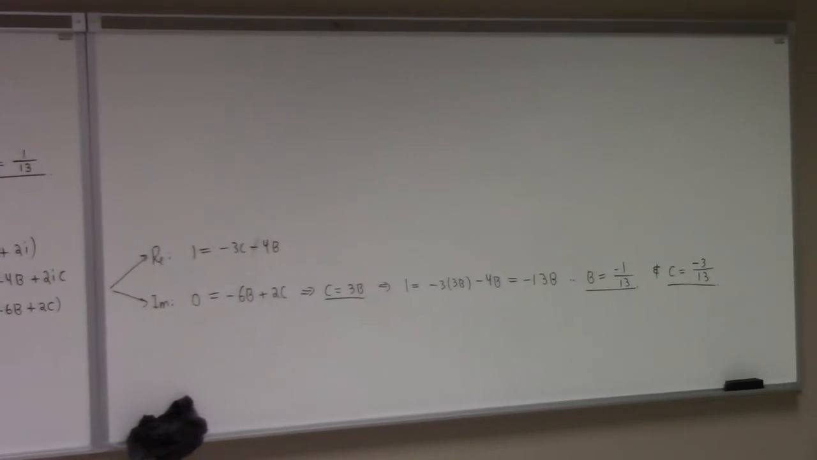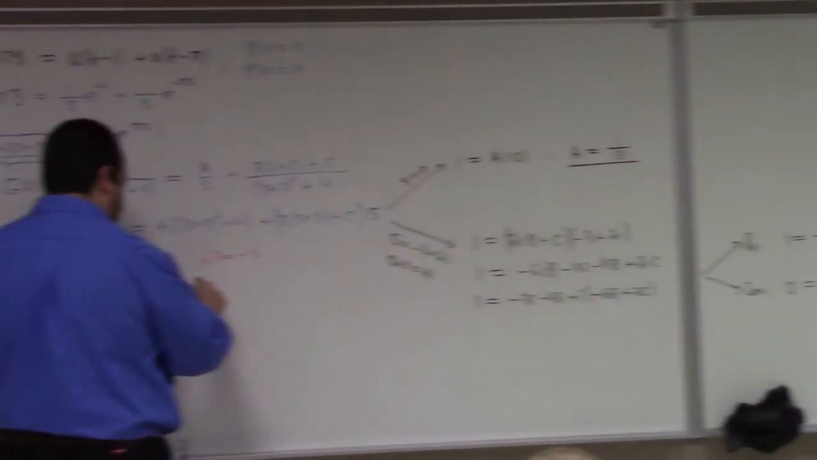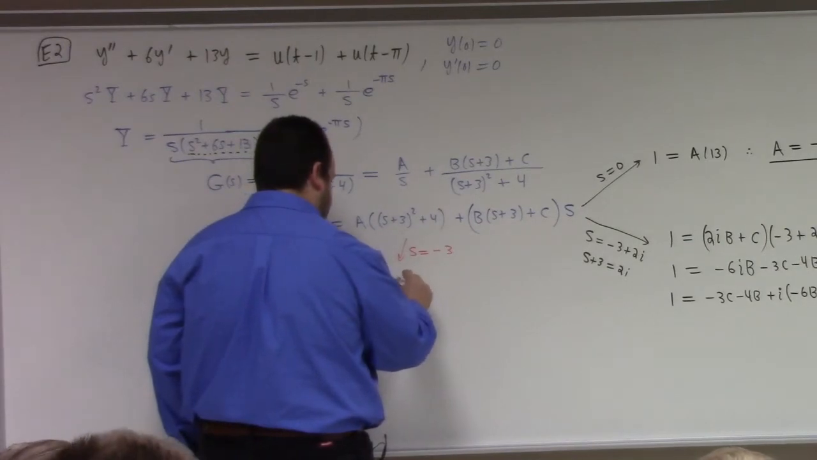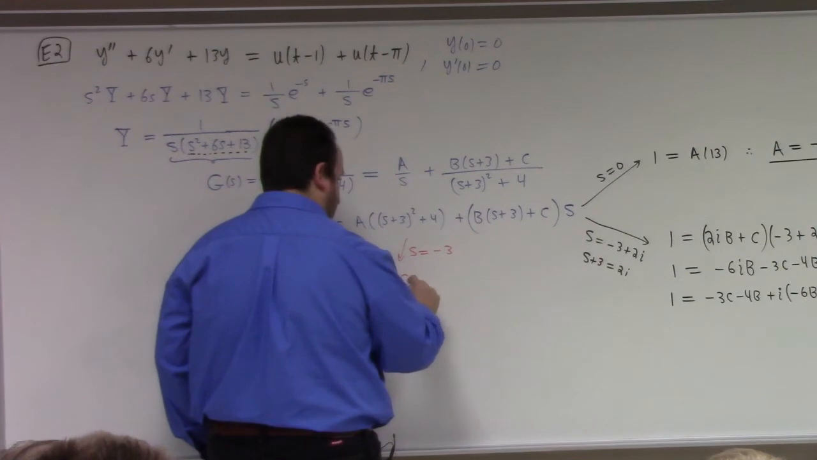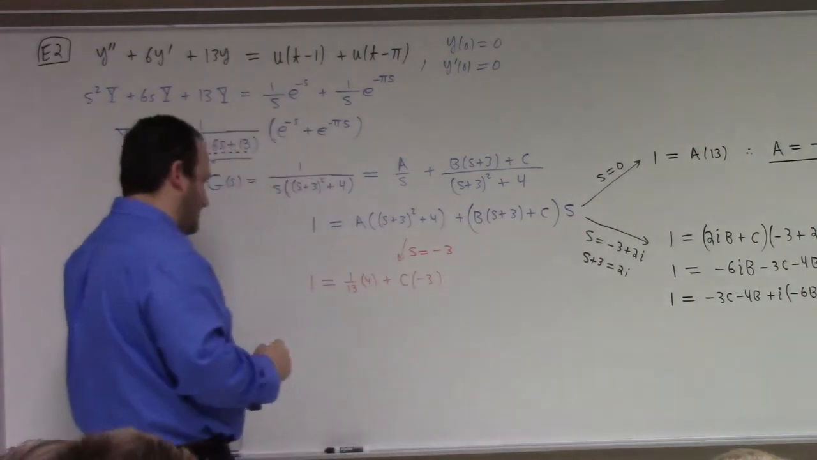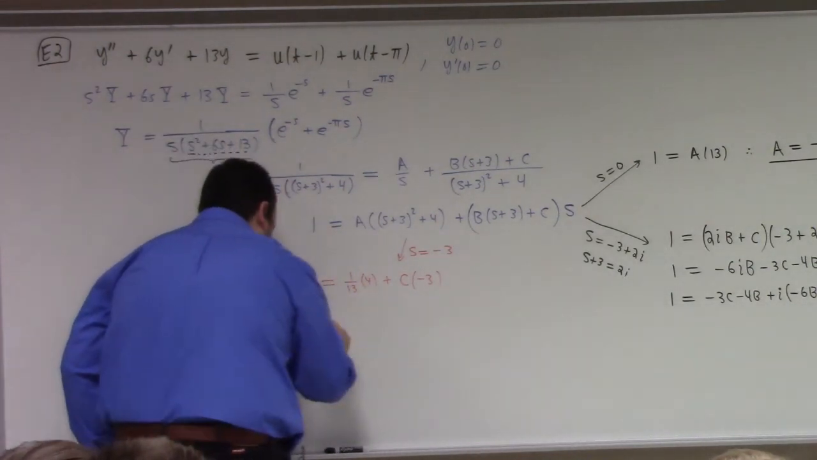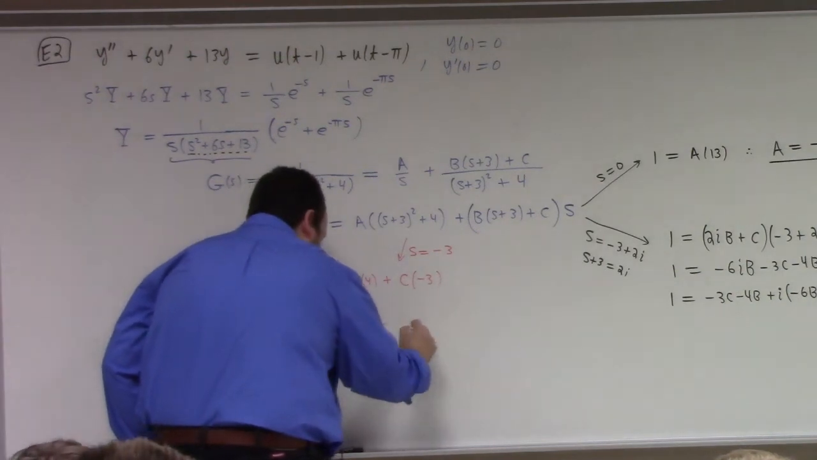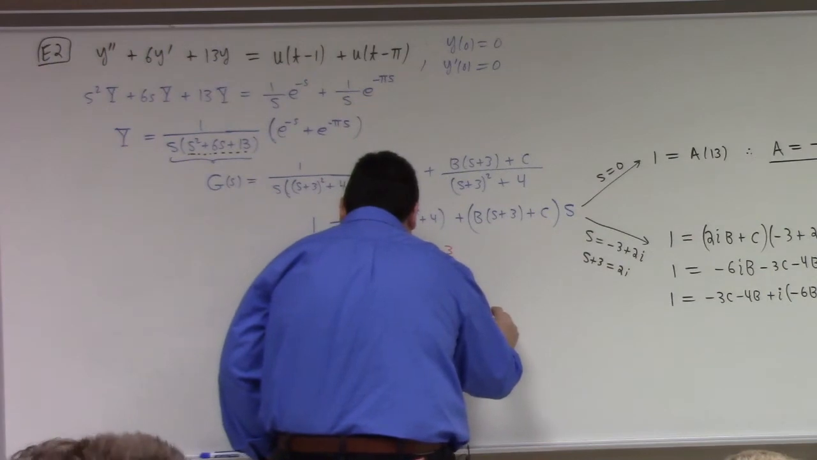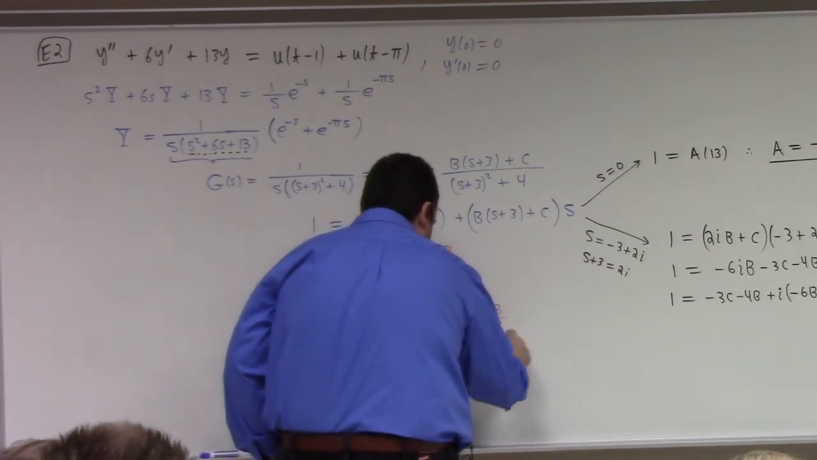You wanted to plug in s equal to 0, right? You want s equal to minus 3 is what you want to do? Yeah. That's also a good path. S equal to minus 3 would have given us what? It would have given us 1 is equal to, well, A is 1 13th, right, times 4, plus B times 0, plus C times minus 3. So 1 is 13 thirteenths, which gives us 9 thirteenths is equal to minus 3C. Therefore, C is equal to minus 3 over 13, right? Which is what we got over there.